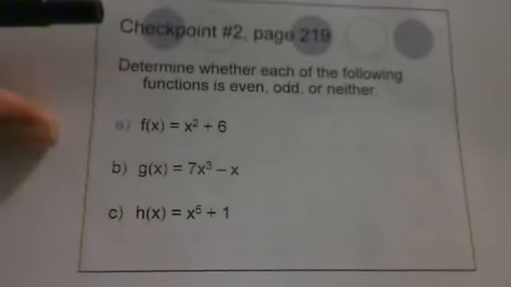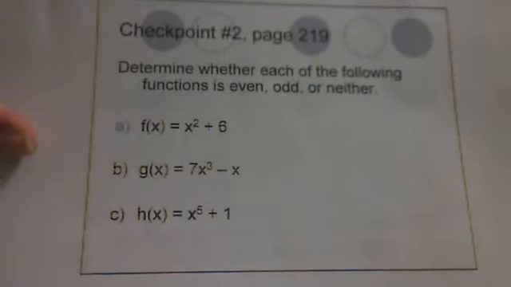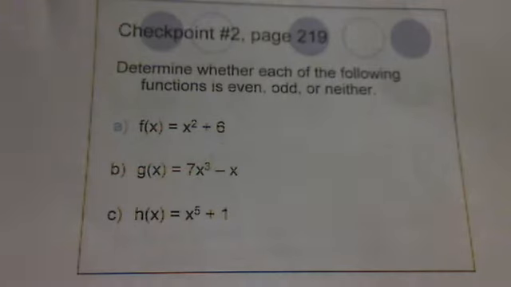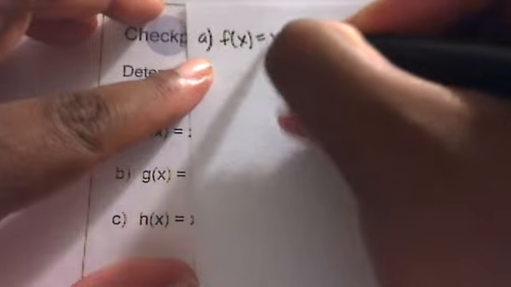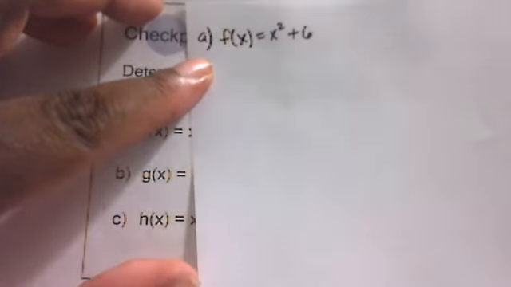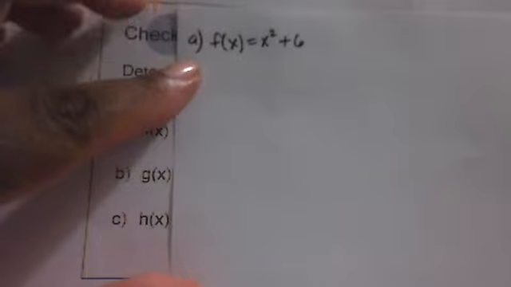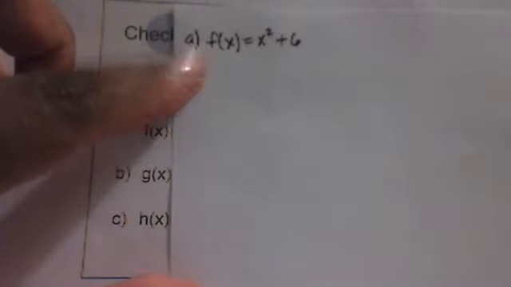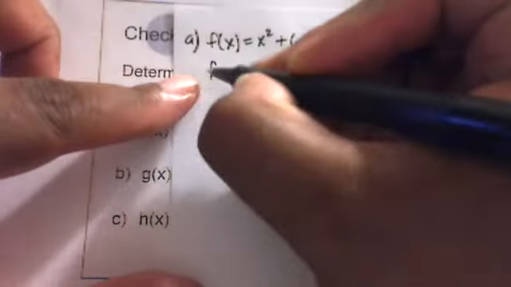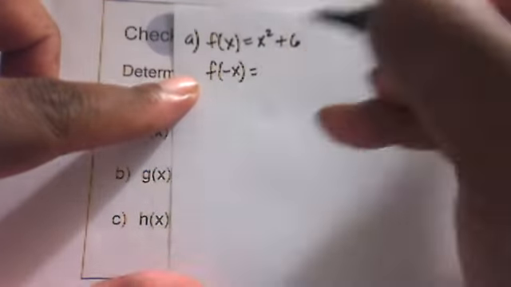And here are 3 of them. Let's say we want to determine whether each of the following functions is even, odd, or neither. In this first problem, we've got f of x is equal to x squared plus 6. And we want to determine whether this function is even or odd or neither. And we do that by replacing each x with negative x in this particular function.